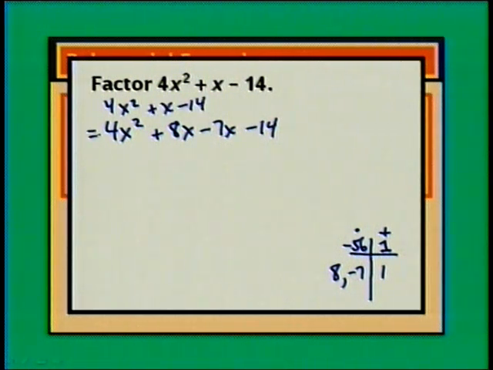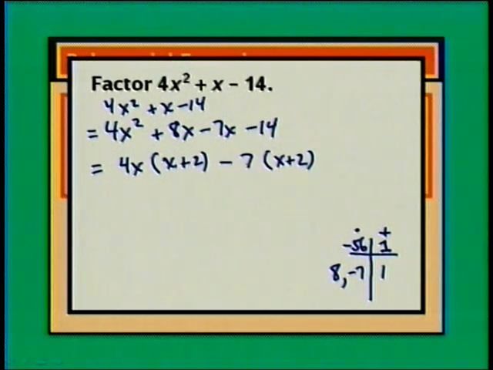Now I'm going to factor by grouping. I'm going to group together the first two terms, and the first two terms have a greatest common factor of 4x. And when I factor that out, I leave behind x plus 2. So what I want to do now is factor something from the final two terms that's also going to leave behind x plus 2. And what I would need to factor is negative 7.